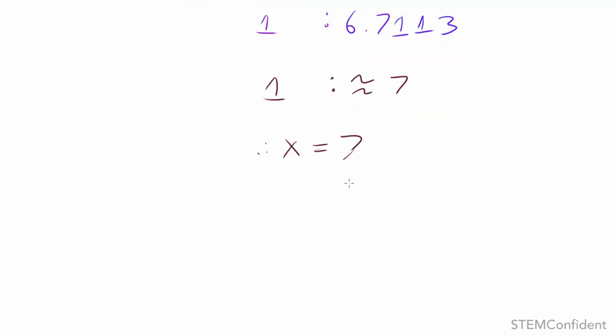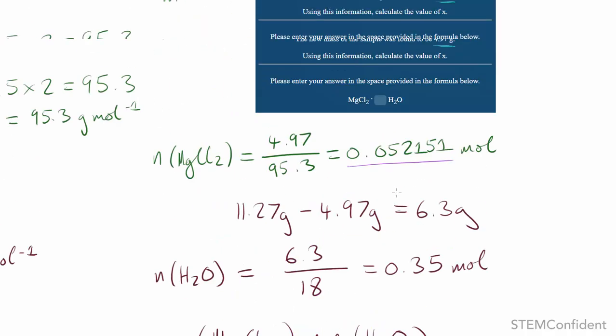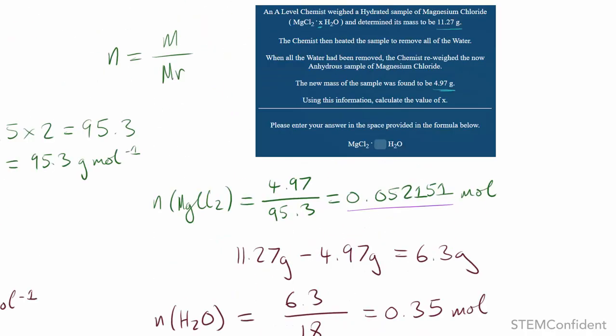Now, if x is equal to 7, then we can say that the formula is in effect MgCl₂.7H₂O, okay? So we can just put a 7 here as well, right, to represent that. So yeah, x is equal to 7 in this case, all right?